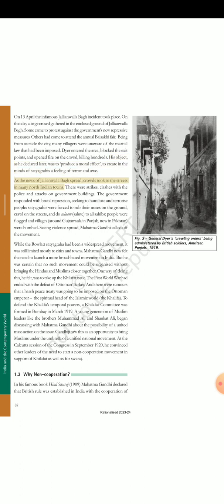As the news of Jallianwala Bagh spread, crowds took to the streets in many North Indian towns. There were strikes, clashes with the police and attacks on government buildings. The government responded with brutal repression, seeking to humiliate and terrorize people. Satyagrahis were forced to rub their noses on the ground, crawl on the streets, and salute all sahibs. People were flogged, and villages around Gujranwala in Punjab, now in Pakistan, were bombed. Seeing violence spread, Mahatma Gandhi called off the movement.